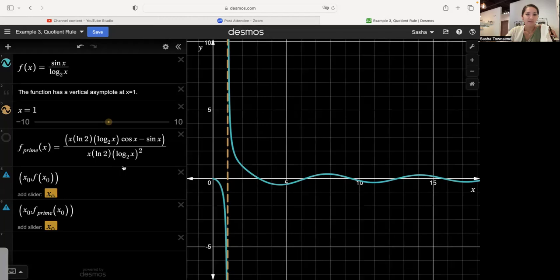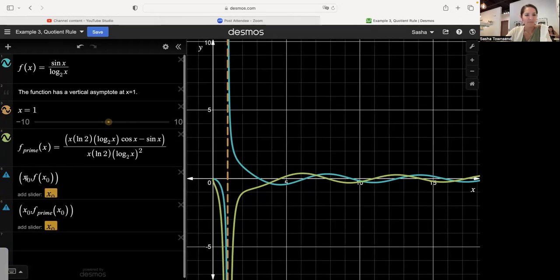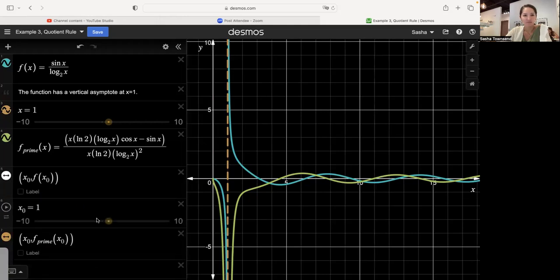And we might be interested in the derivative at a particular location. So here's my derivative. It's kind of cool looking, isn't it? And then I want to plot x naught and f of x naught. So just pick an x value.